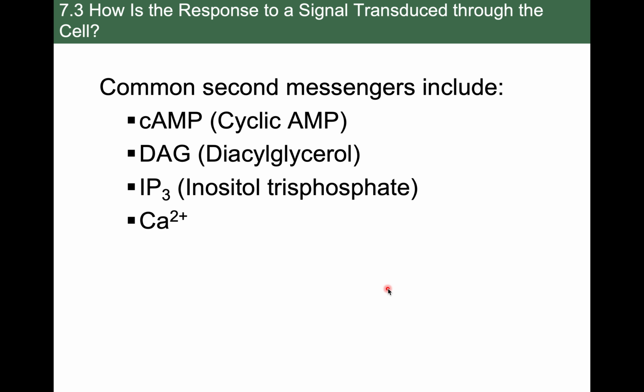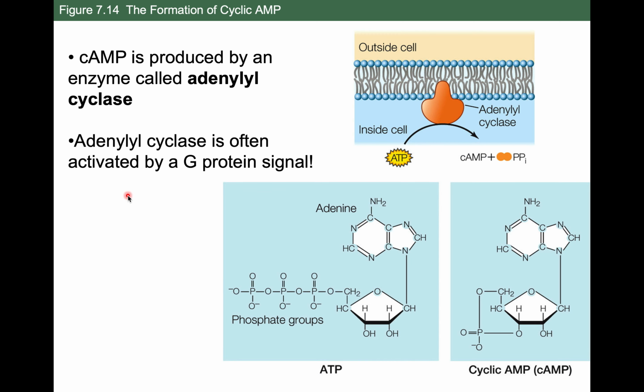And so there are four common second messengers that I want you to know. There's what's called cAMP, which stands for cyclic AMP, DAG, which stands for diacylglycerol, and really, as long as you can remember these abbreviations, that'll do the trick. IP3, inositol trisphosphate, and then just calcium ions. So I'm going to go through these briefly and give you a little bit more information here.